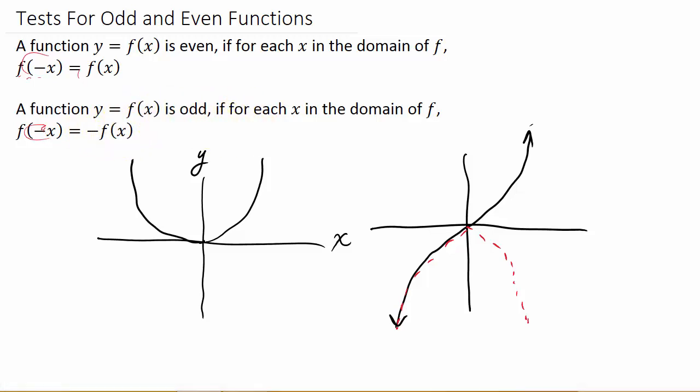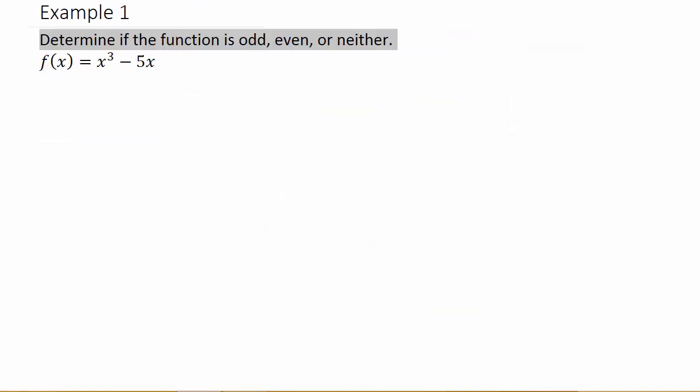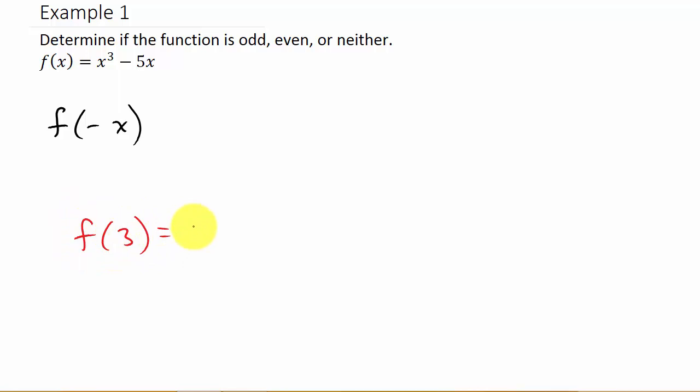So let's look. I've got 3 examples to work. Let's look at the first one. It says determine if the function is odd, even, or neither. The first thing we do is evaluate the function at negative x. So we take the negative x and put it in the place of x. If we did something like f of 3, we would take the 3 and put it in the place of x, and that would be 3 cubed minus 5 times 3. See, all the x's get replaced with 3.